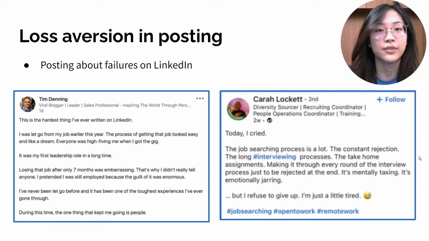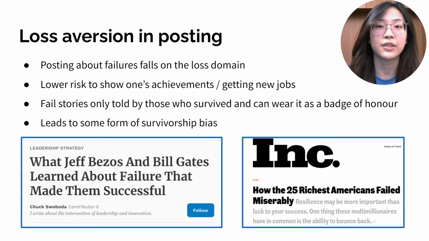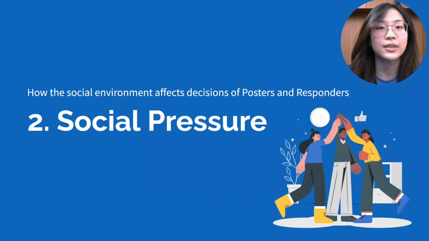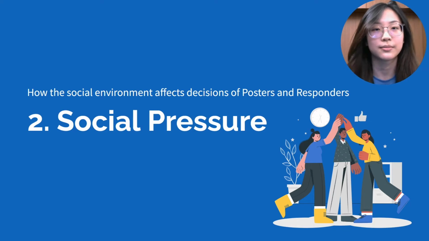We tend to see these less often on LinkedIn since the action of posting about failures falls on the loss domain. Posters find it less risky to show one's achievements or post about new jobs, and even stories about failures are usually told by those who survived and can wear it as a badge of honor. This also ties into how social factors can affect decisions of posters and responders on LinkedIn. I will also share some suggestions on how LinkedIn users can exploit functionality on LinkedIn to better their career opportunities.